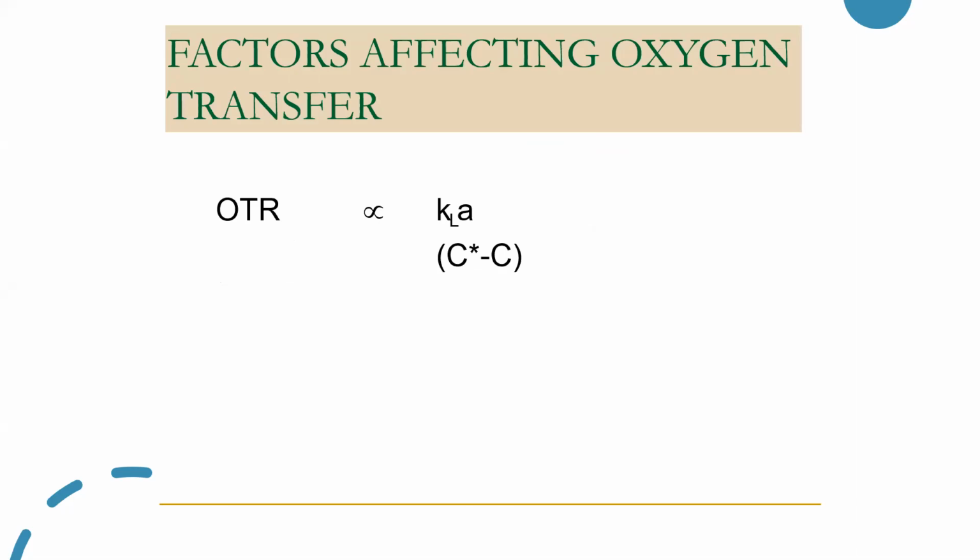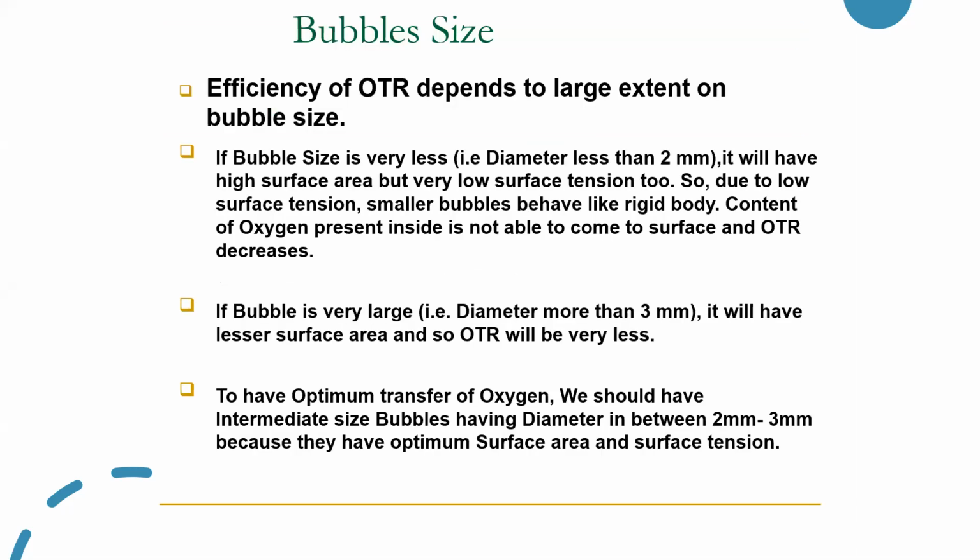So as I was telling you, OTR is dependent on KLA and concentration gradient. Now let us see the various factors which affect oxygen transfer. The very first factor in oxygen transfer is bubble size. What do I mean by bubble size? We don't need to define it qualitatively. We should go for a quantitative approach when we talk about the OTR. So I will talk in terms of the diameter of the bubble.